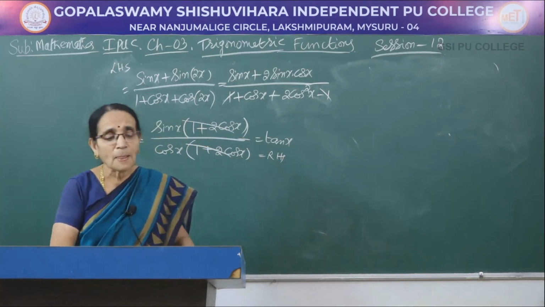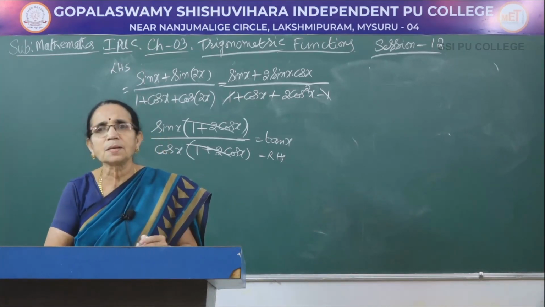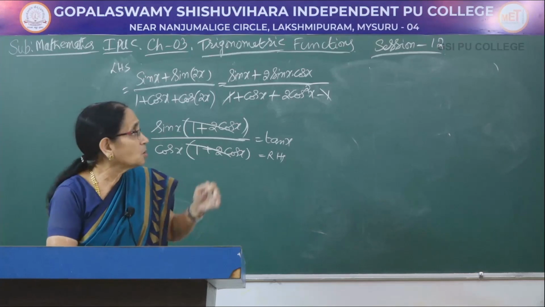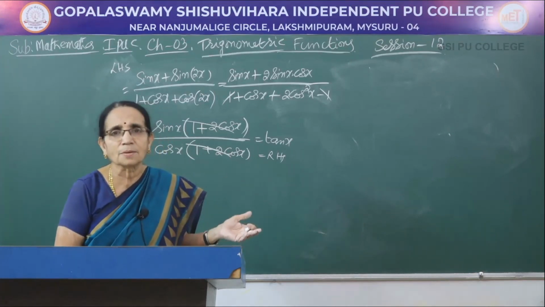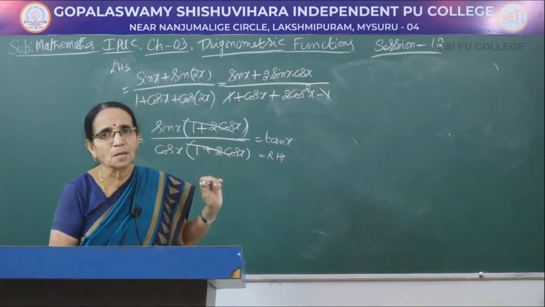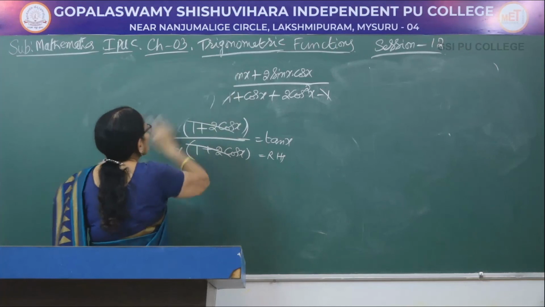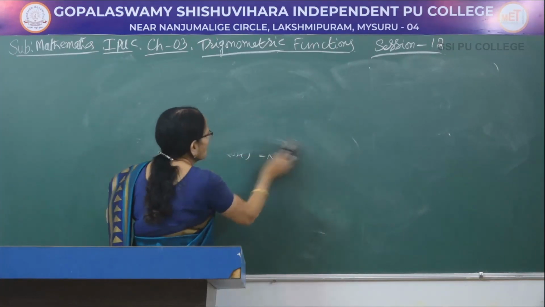That's why I am telling you, if it is asked to prove a certain result, it is comparatively easier because we will be knowing the right hand side, we will be knowing the answer. So, depending upon the right hand side, we can group the left hand side in a particular way. Now, one more problem.